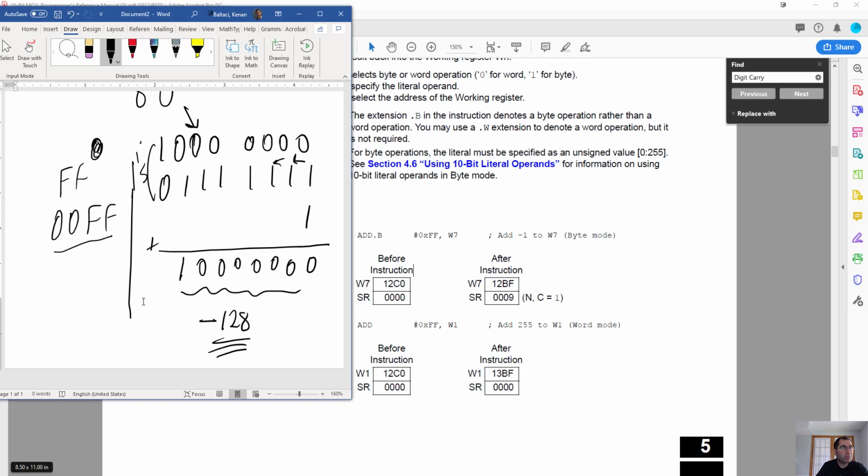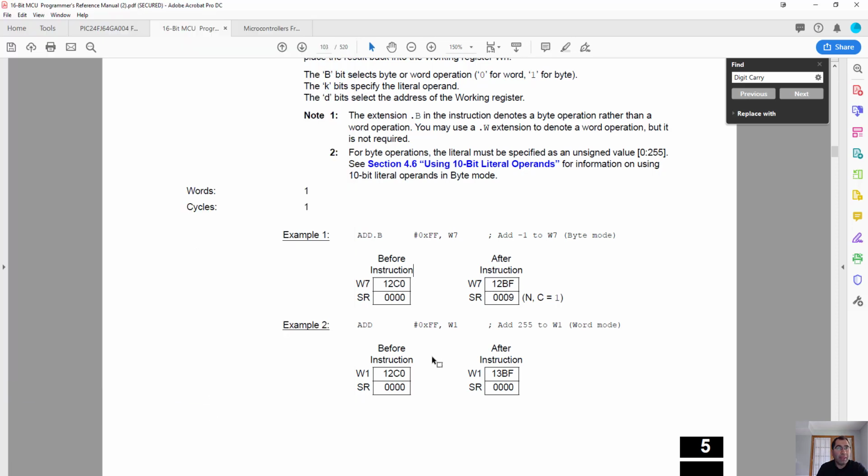So again, this is a hexadecimal value, and if you don't put these zeros, the compiler will assume you have zeros there. These zeros do not affect the value, but they tell you it's a 16-bit word, right? So in that case, this is not a negative value, it's just FF, and you put this value into W1. Okay, so here's what happens.